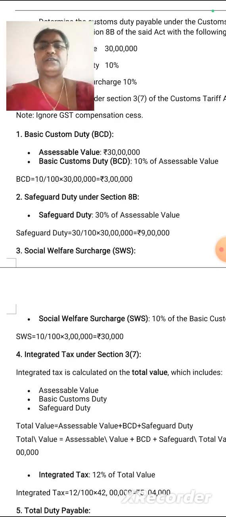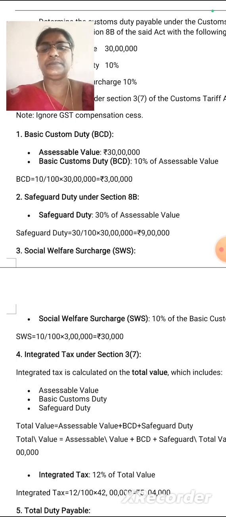Customs duties values. The first one is basic customs duty. Suppose the person is getting an assessable value of 30 lakh, and we are going to calculate here. We see that 10 percent is the basic customs duty given here, and the assessable value is 30 lakh. Now out of 30 lakh, we calculate 10 percent and get 3 lakh.